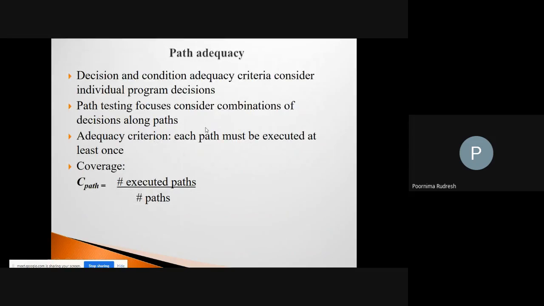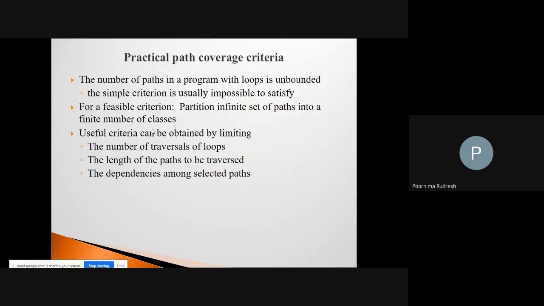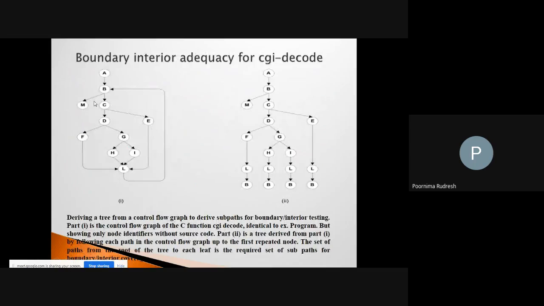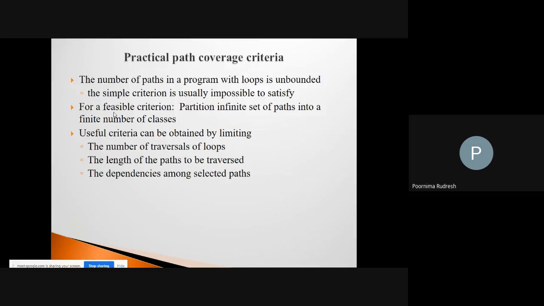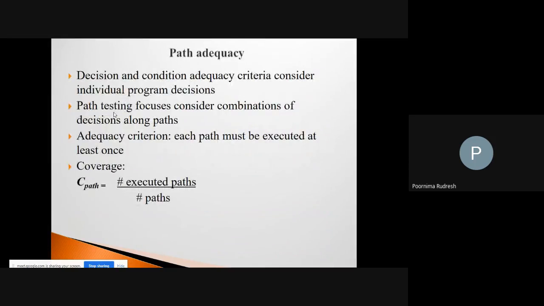See here, path testing focuses on the combinations of decisions along the path. If we consider the decisions, it may be the true decision or the false decision, because for each condition we have two outcomes, true or false. All these conditions are going to be considered in the path adequacy criteria. When we say that it meets the adequacy criteria, each path must be executed at least once.